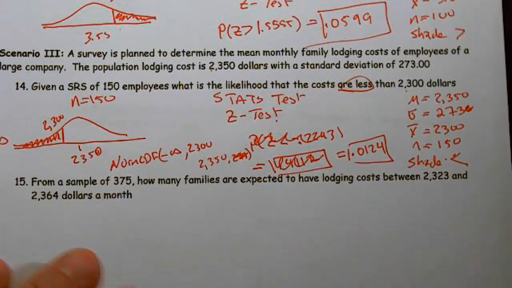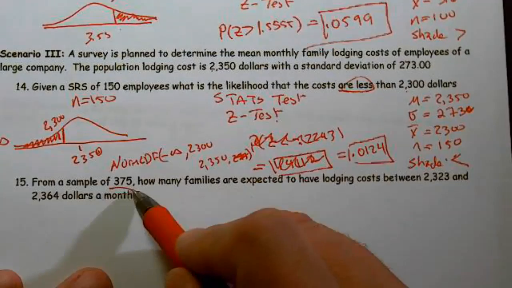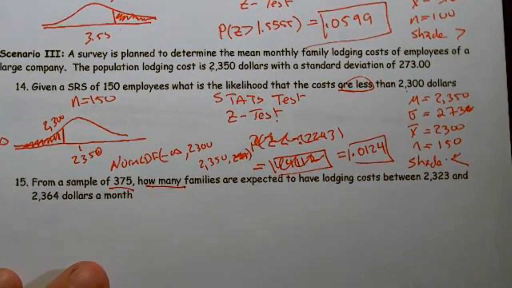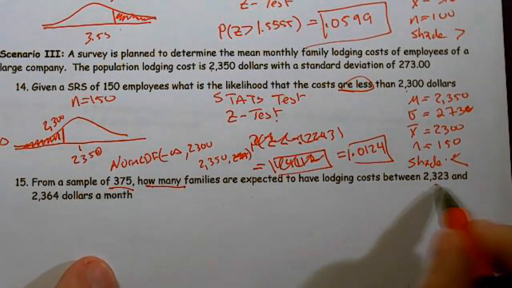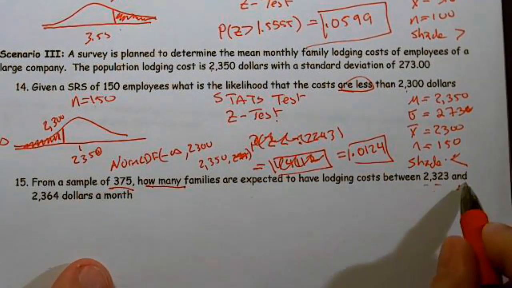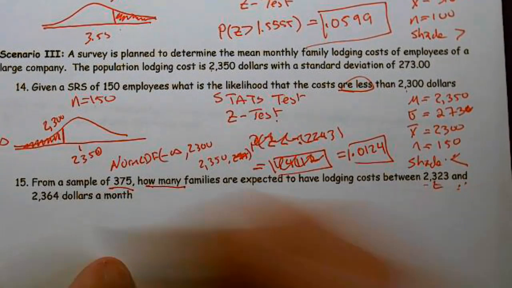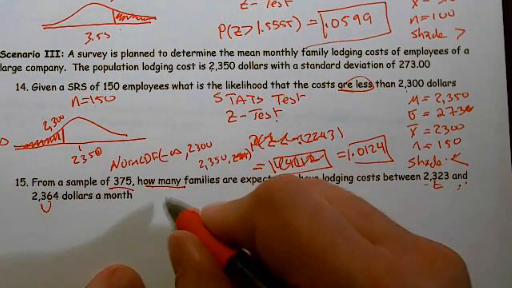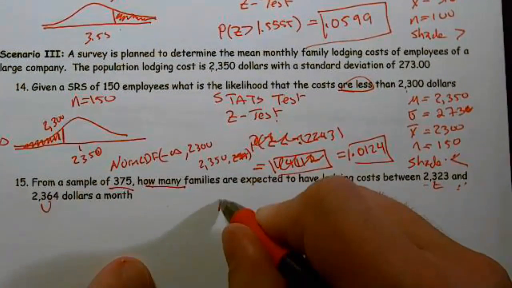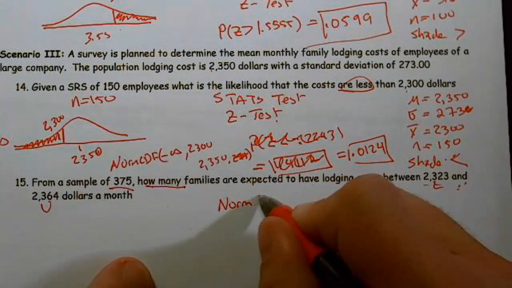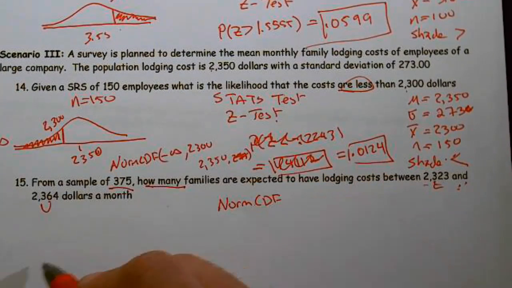From a sample of 375, how many? So anytime I do how many, I'm looking at an expected value, but I'm going to need to run a norm CDF. Families are expected to have lodging costs between 2,323 and 2,364. They give me a range, they give me an interval, they give me a lower and an upper. And usually when they give me a lower and upper, I probably need to start with a norm CDF. So I'm going to go ahead and write that down because I probably need to be starting with that. I need to go ahead and draw my picture to make sure I have this all correct.